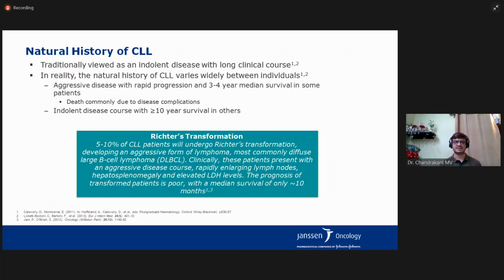So CLL is a heterogeneous disease. A big chunk of subset without even treatment they cross the 10-year mark, and other subset where they rapidly progress and they succumb to disease within 3 to 4 years. And Richter's transformation is a catch. We always have to watch in these CLL patients. And whenever it's there, we need to pick it up and treat like a high-grade lymphoma.